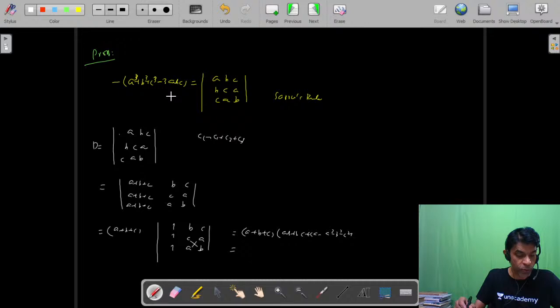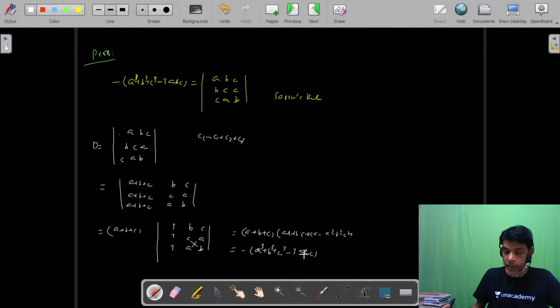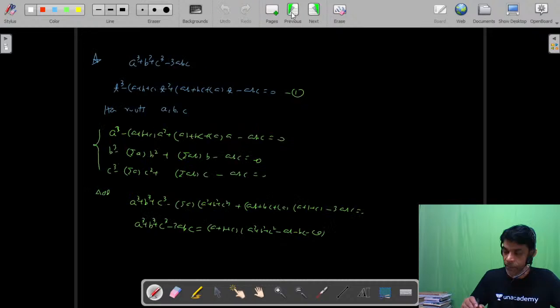So this way we will get that this is negative of a cubed plus b cubed plus c cubed minus 3abc. So this is the derivation. I derived it using 3 ways. First derivation, let me tell you, was using the sum of 2 cubes written in 2 different ways.